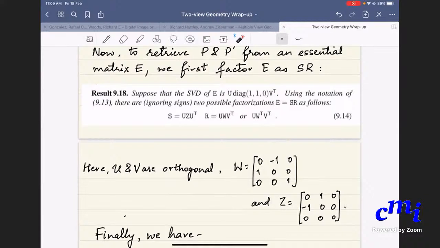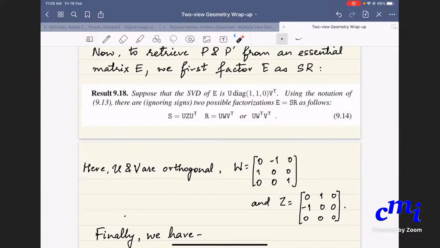So what this result is saying is that any essential matrix can be factorized into S times R, a skew symmetric matrix times a rotation matrix, in this way. Your skew symmetric matrix is just this, and R can be one of these. That gives a very strong handle on how E will look.